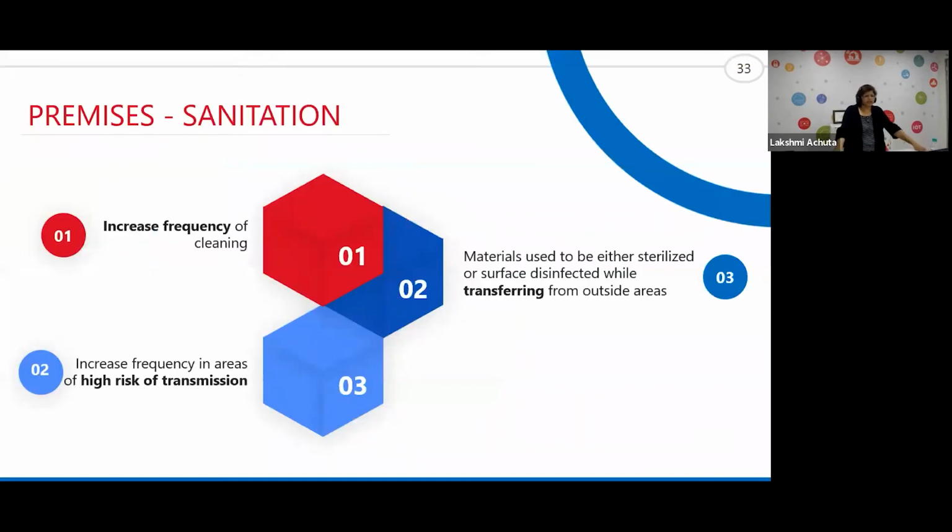Coming to sanitation, they have increased the frequency of cleaning, especially in high-risk areas, as I said earlier, like the cafeteria area, where a lot of people come in and could be exchanging during shift exchange. That's where they need to ensure that it is frequently cleaned, and materials used should either be sterilized or surface disinfected while being transferred from outside areas.